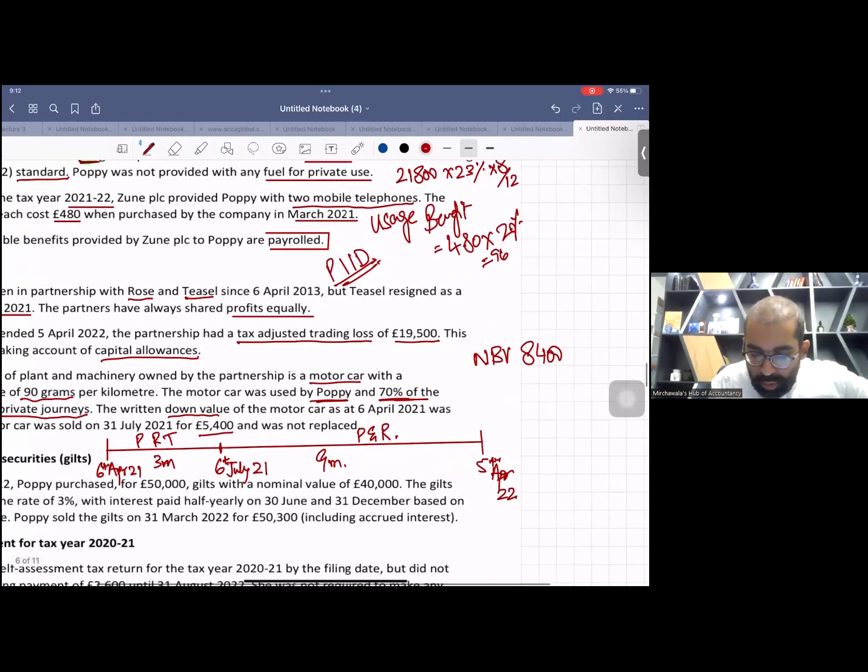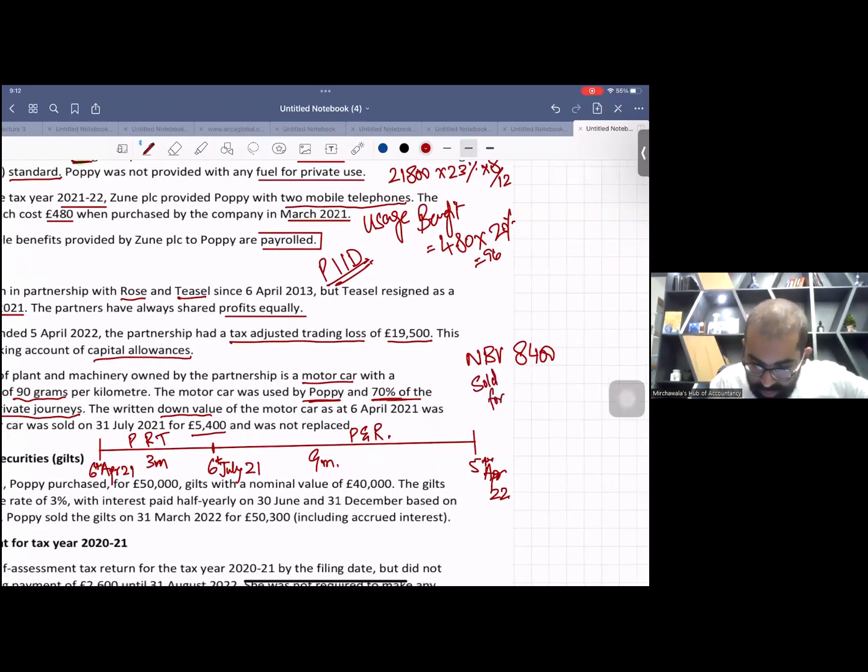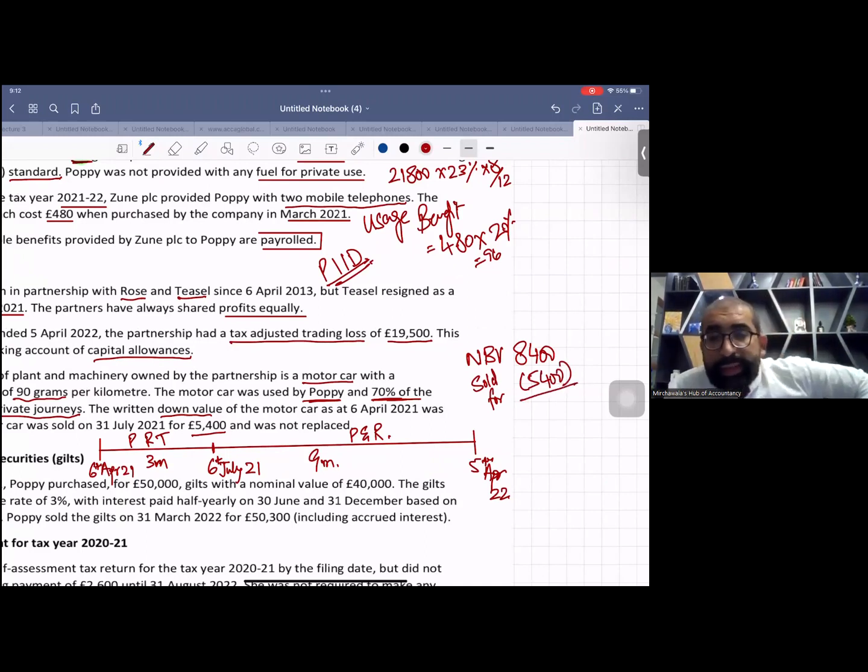Sold for 5,400. So it's like a loss on disposal, and loss on disposal is balancing allowance. So how much is the total balancing allowance? It's 3,000.